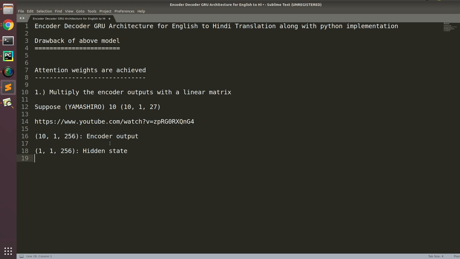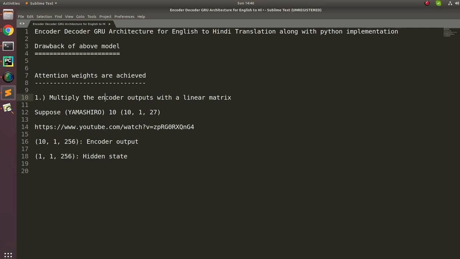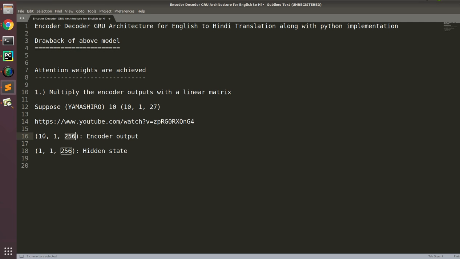So two things are taken into consideration. The first step is to multiply the encoder output with a matrix. When you multiply with a linear matrix, you will get another matrix which would have a size equivalent to 10 comma 256. So the output from the first step is 10 comma 256.